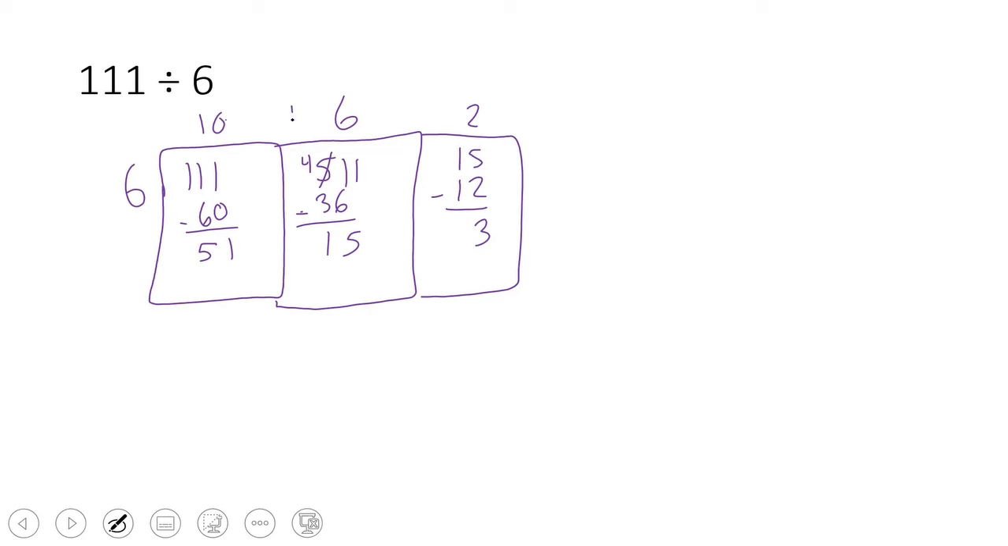Now all I need to do is add up the numbers on top here. So 10 plus 6 is 16, plus 2 is 18, remainder 3.